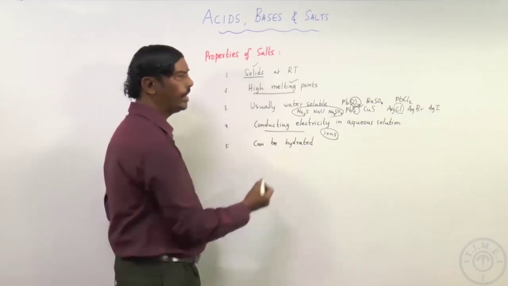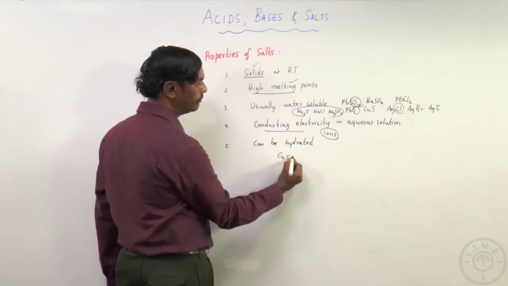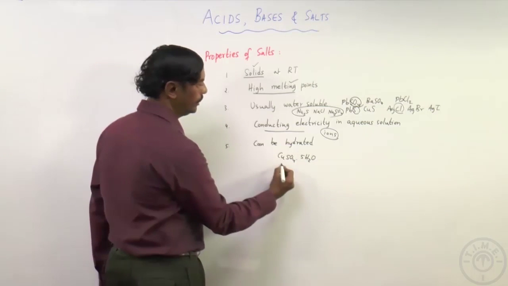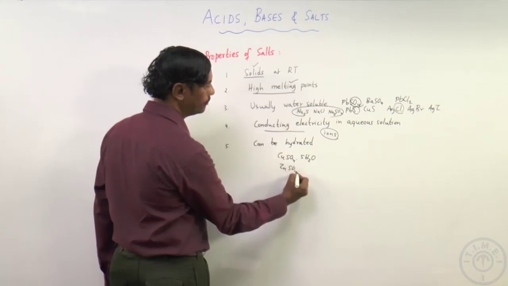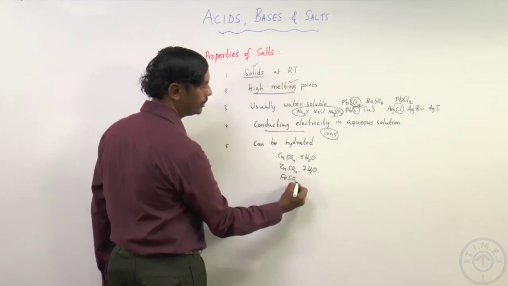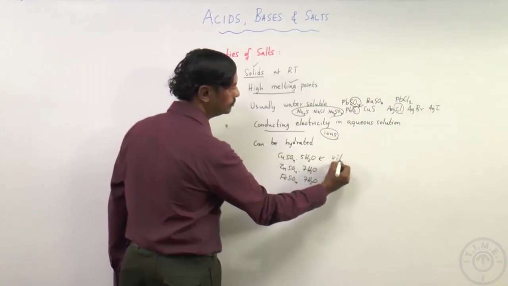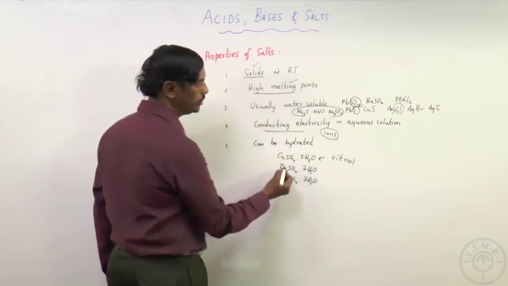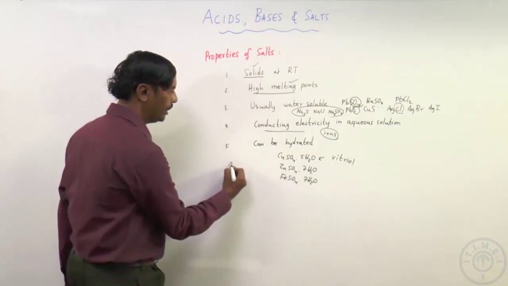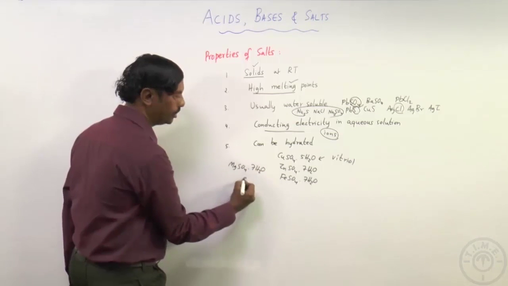Then some salts can be hydrated. For example, we have seen copper sulfate 5H2O. We can have zinc sulfate 7H2O. We can have ferrous sulfate 7H2O. This is called blue vitriol. This is white vitriol, and this is green vitriol. And this one, MgSO4 7H2O, is Epsom salt.